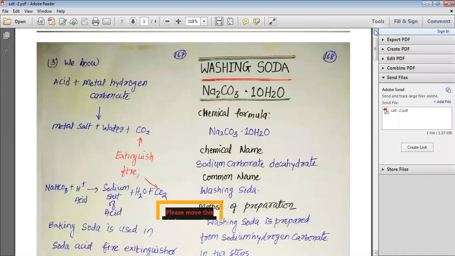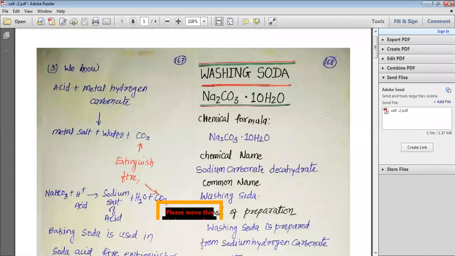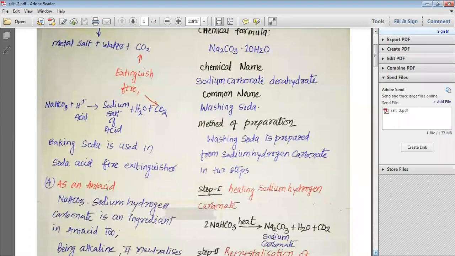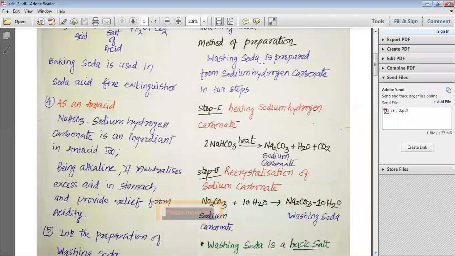So let us look at another salt that we need to study, known as washing soda. The chemical formula for washing soda is Na2CO3·10H2O. The chemical name is sodium carbonate decahydrate. The common name is washing soda. Method of preparation: washing soda is prepared from sodium hydrogen carbonate, or our baking soda, my dear students. So we can prepare washing soda by using baking soda.